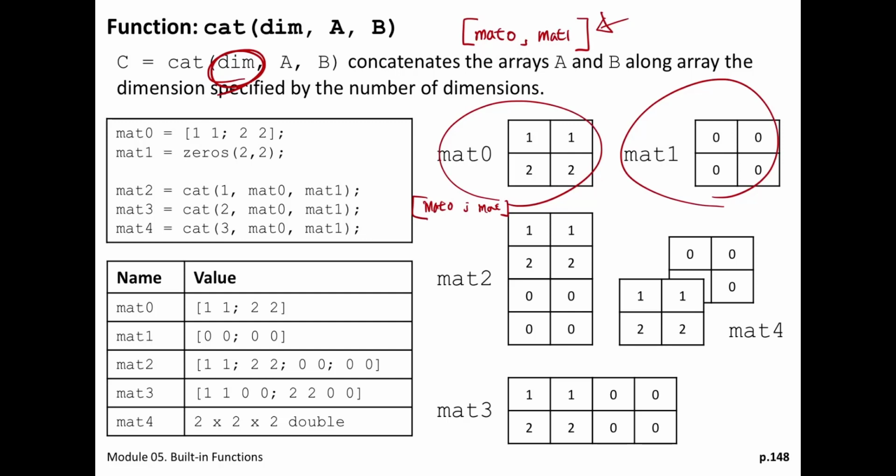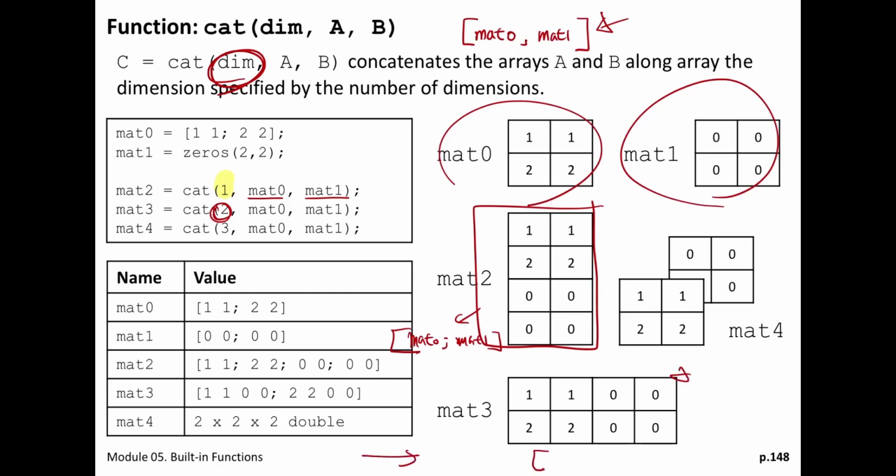So we can do the same operation using the cat built-in function. Let's say mat 0 and mat 1, and then set up the 1. What is the 1 direction? It's vertical. That's why mat 2 is this one. This is the same as mat 0, mat 1. Okay. What about the mat 3? Mat 3 is the 2, the horizontal direction, and you'll get this matrix that is the same as mat 1. Okay?